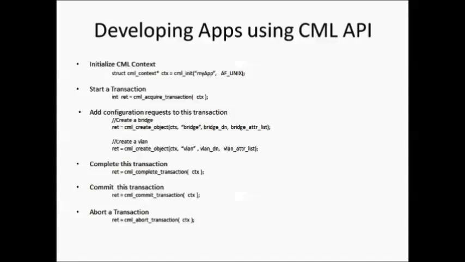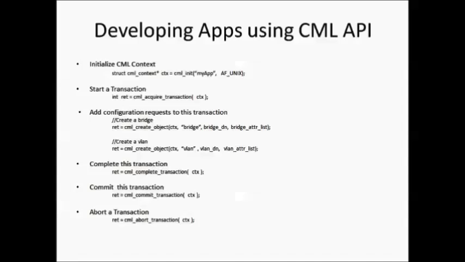At this stage, the application can call CML commit transaction, which would be an indication to the CML engine that now you can go ahead and perform this configuration onto the device. At this point of time, the CML engine uses the SMI API to perform the corresponding operation on the system. So it will basically create the bridge, create the VLAN onto the system using the SMI API.